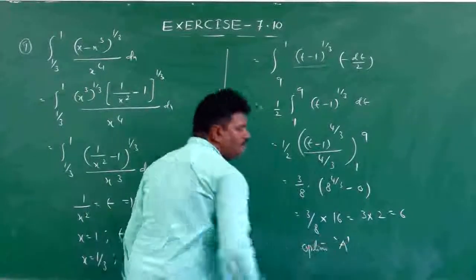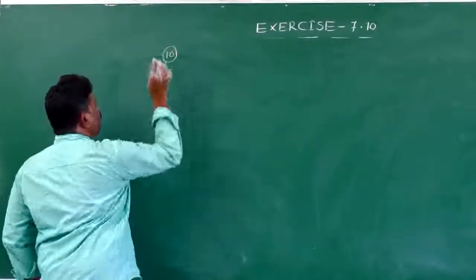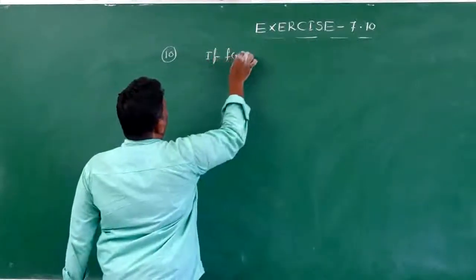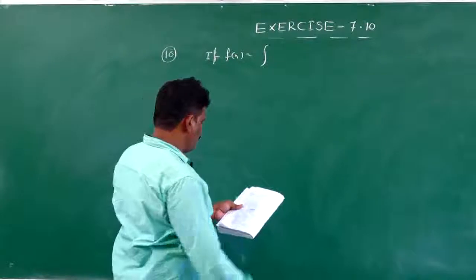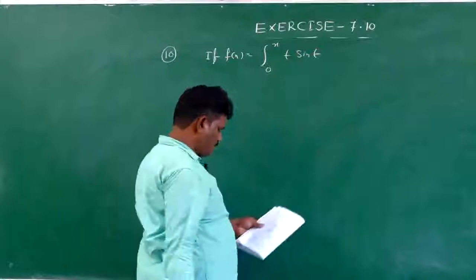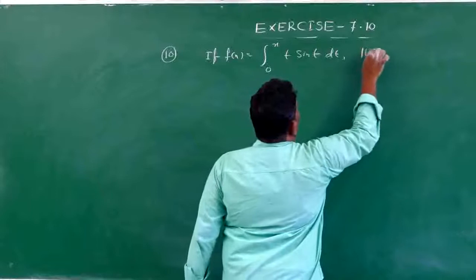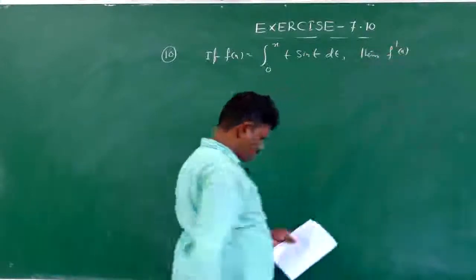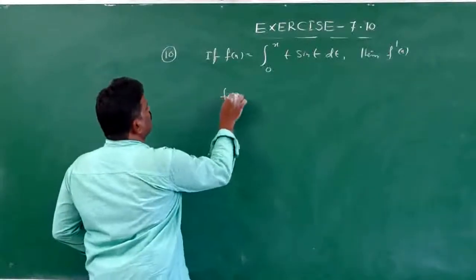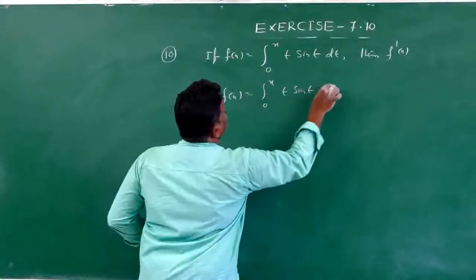Option A is correct. Now the tenth one. Here, what is given? If f of x is equal to integral 0 to x of t into sin t dt, then we want to find f dash of x. First we find the f of x value. Here it is given f of x is equal to integral 0 to x of t into sin t dt.